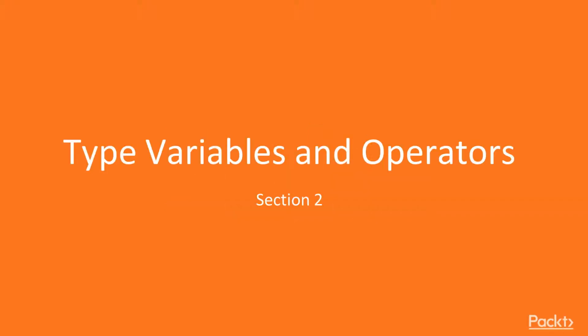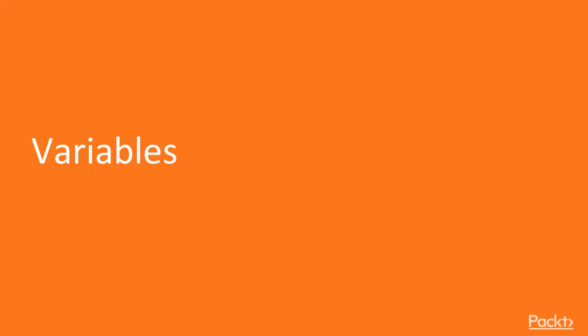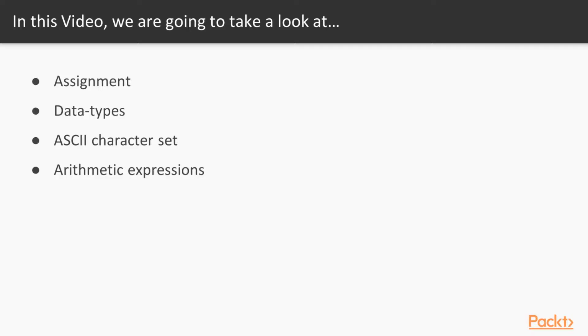Hello, welcome to the next section, Type Variables and Operators. This section gives you an idea of variable types and the various types of operators used in Python. Now we move on to the first video of this section, Variables. In this video, we are going to learn about assignment, data types, ASCII character set and arithmetic expressions.